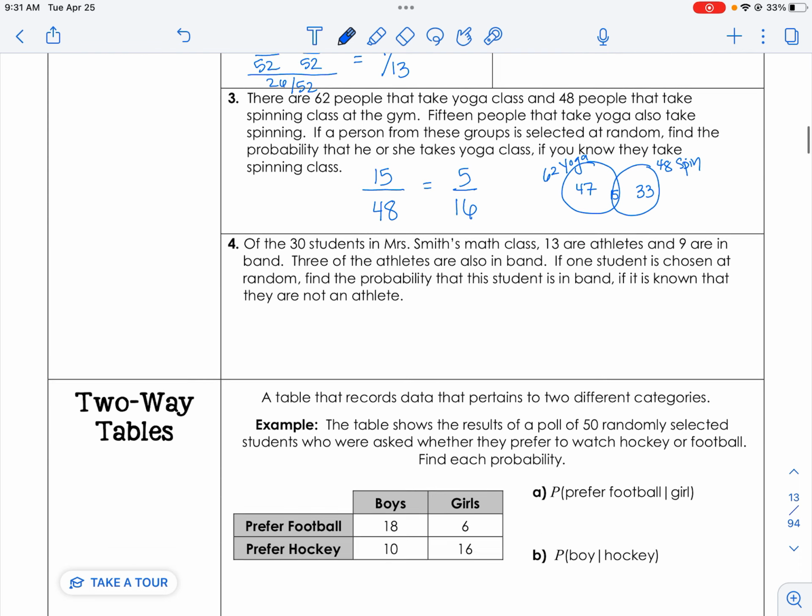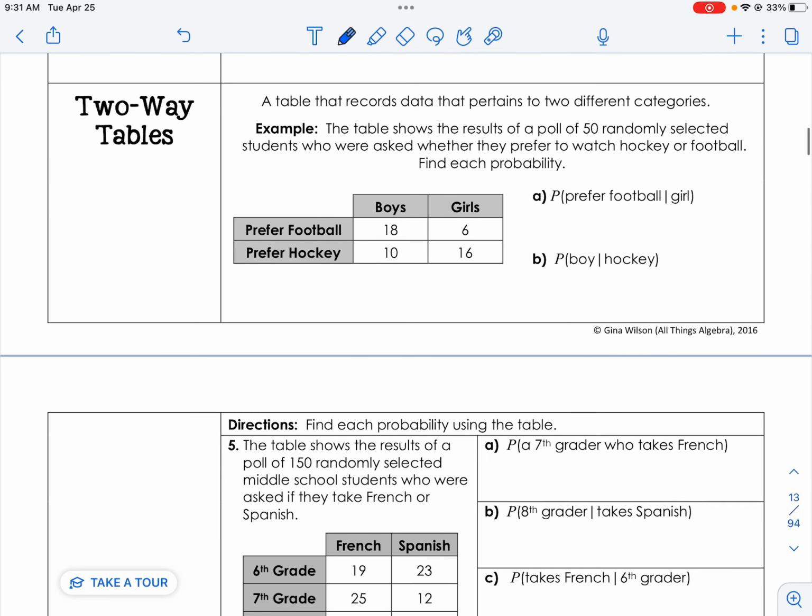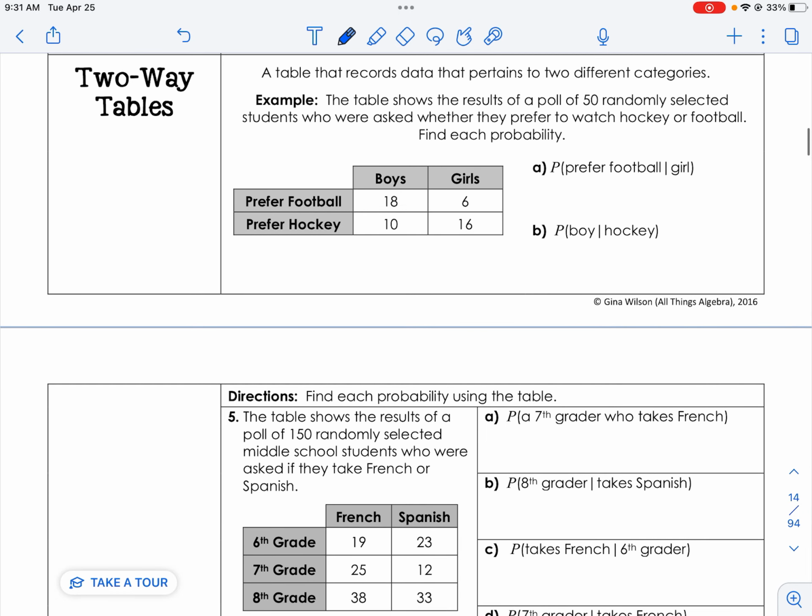Okay, now we're going to talk about probability represented in a different way, and that's represented in a table. So this records the data that pertains to 2 different categories. It shows the results of a poll of 50 randomly selected students. So if you add 18, 10, 6, and 16, you get 50, who were asked whether they prefer to watch hockey or football, and find the probability of each. So let's find the probability that this person selected prefers football and is a girl.